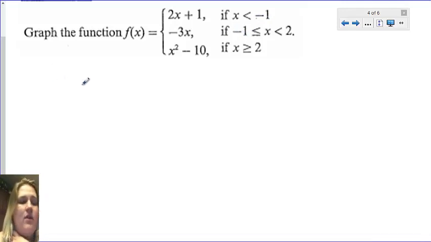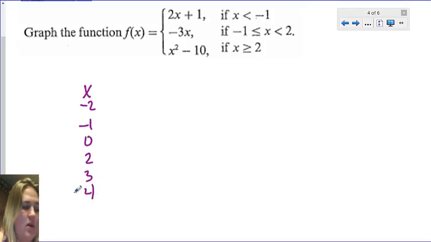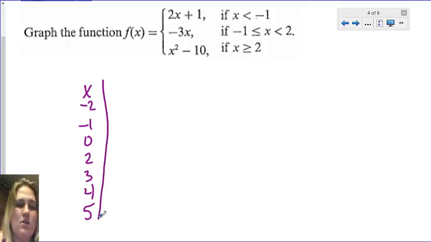I'm going to go from -2 and go down to where x is greater than or equal to 2. So I'm going to include 2 and numbers greater than that. In this case, they decided to go -2, -1, 0, 2, 3, 4, and 5. And then we have to include all three of these because it depends on where it falls, right?